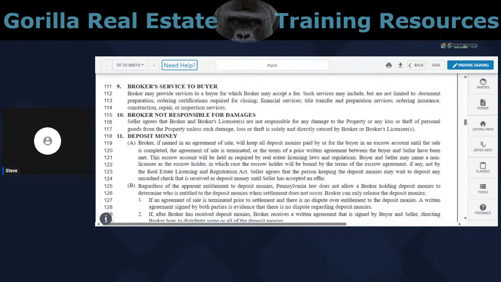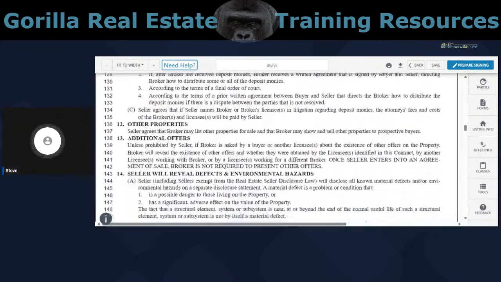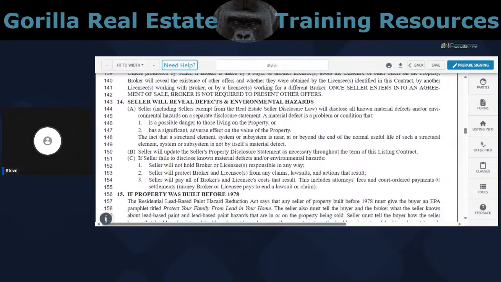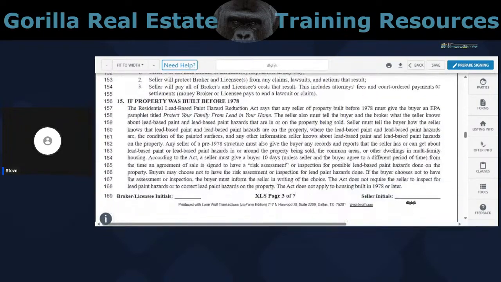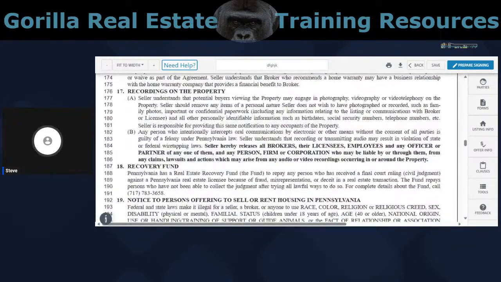Right. Broker service to buyer, broker not responsible for damages, deposit money will be held in escrow, other properties. Yes, what a shocker. We're dealing with other people. It's amazing. Will reveal defects if property is built before 1978, lead law. Home warranties, recording: seller understands the potential buyers may engage in photography, video, whatever. Any person, keep stuff private that should be private. Recovery fund.